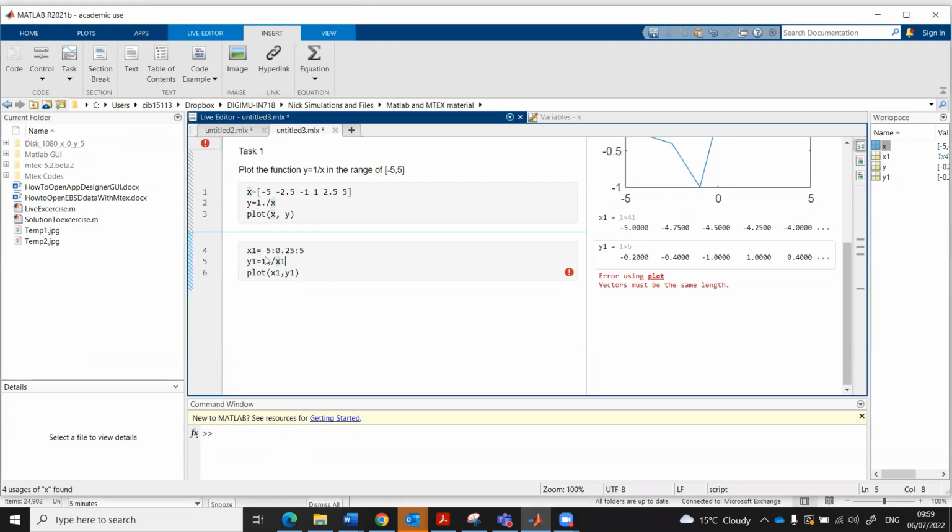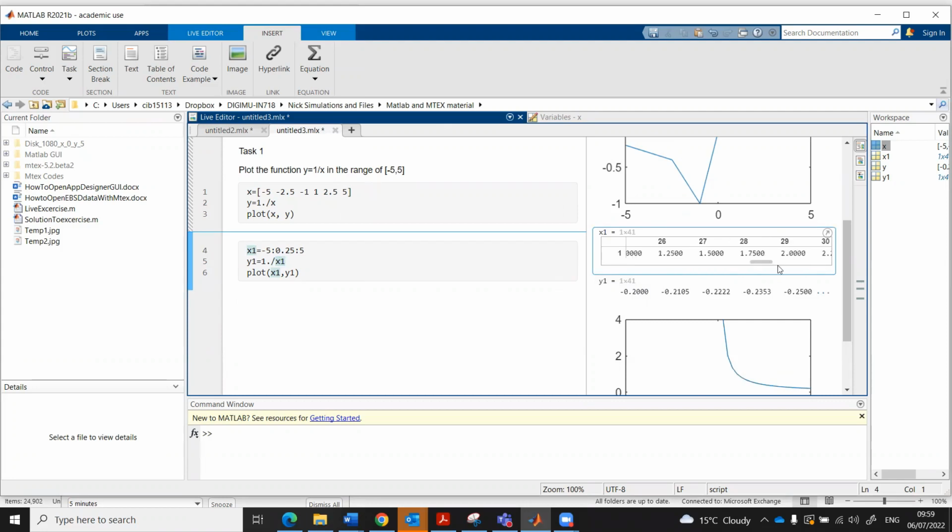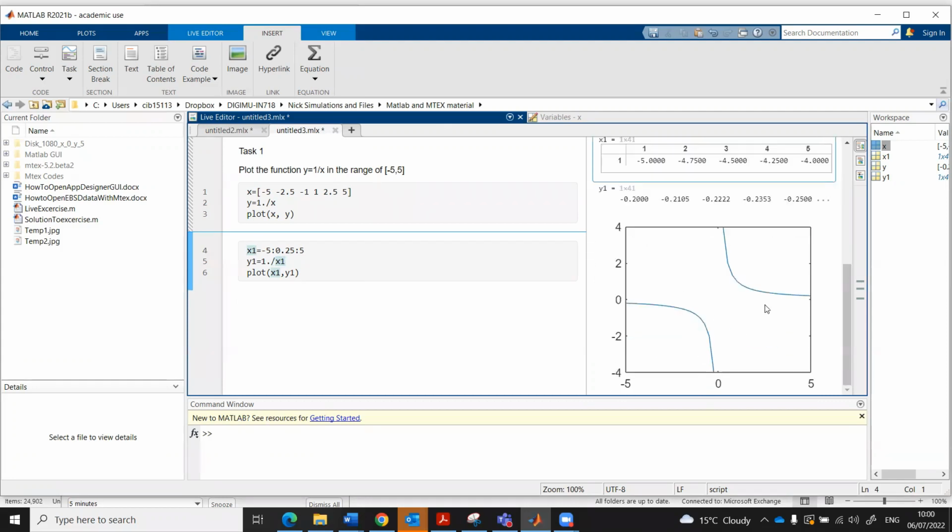So we have put 1 here and we are executing it. You can see now 1 by 41, 1 by 41, all dimensions match. If you go here, you can see all these 41 values. And you can see that our graph became much better. And it is, okay, these hyperbolas, which we are used to seeing for this graph from school. So we have done our task.